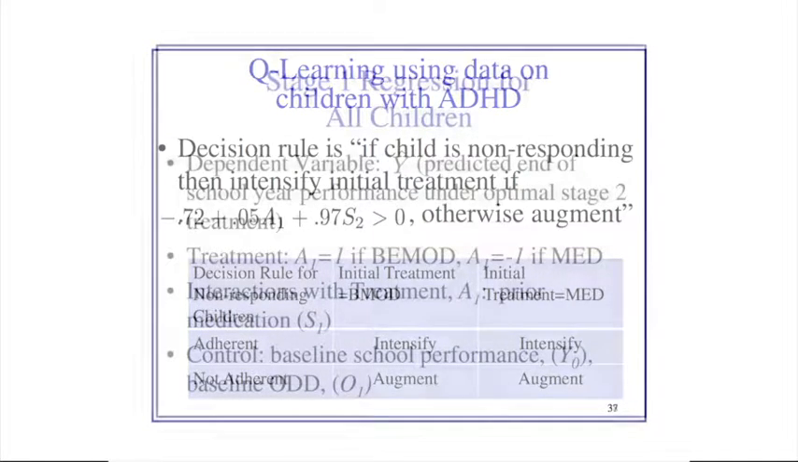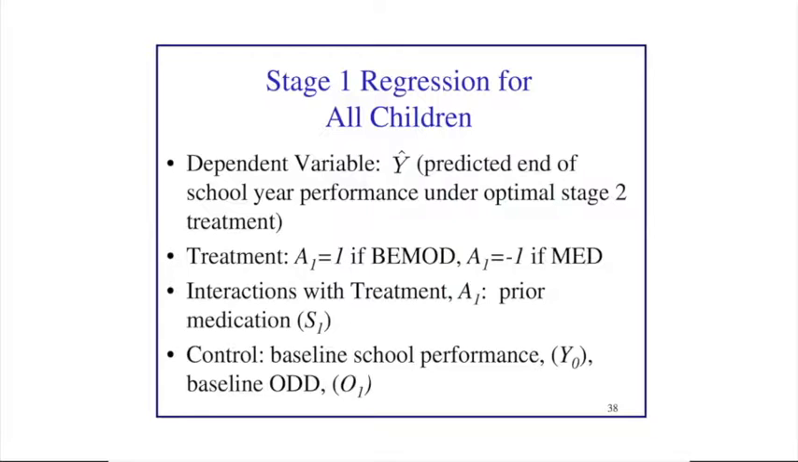Okay, so now we're ready to go to stage 1. So we have to form our dependent variable. The variable we're going to use is our outcome variable for our stage 1 regression. It's our predicted end of school year performance under optimal stage 2 treatment. So what does this mean? It's the predicted end of school year performance for a child who, if they were adherent, we intensify. If they were not adherent, we augment. That's under that regime. And we're going to have these kind of covariates in there.